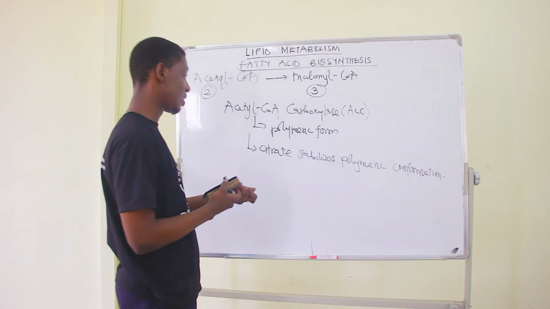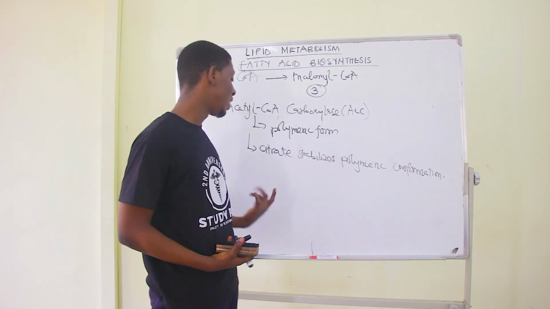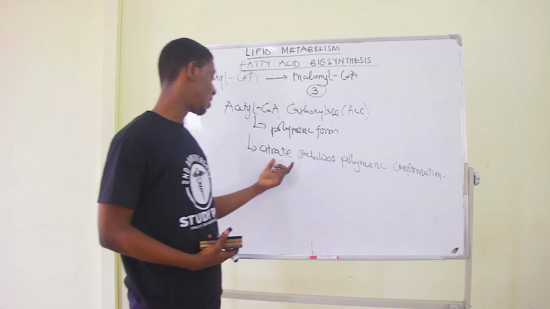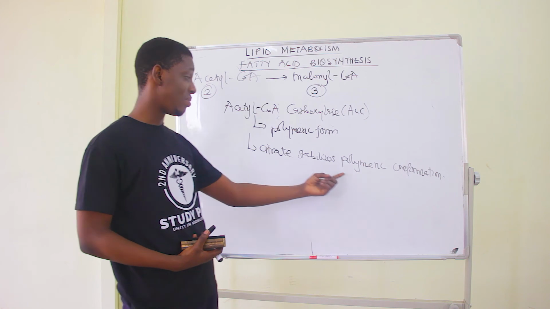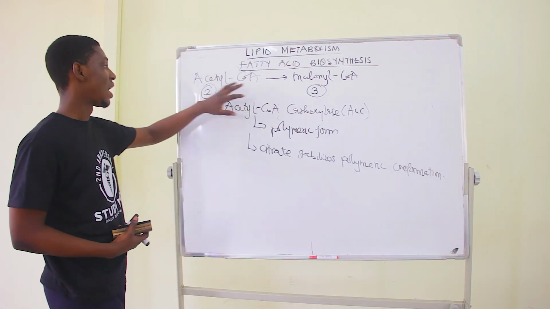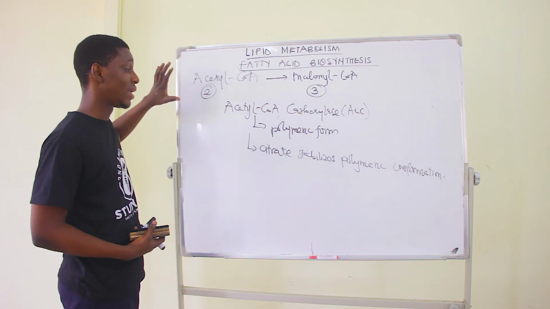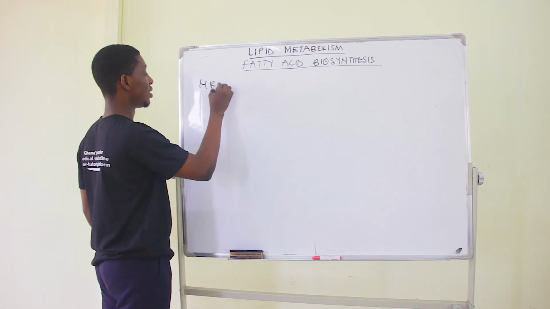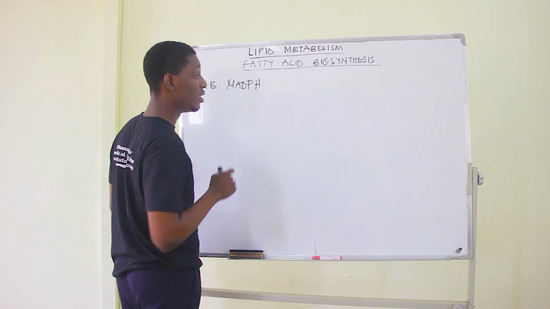So if this acetyl-CoA carboxylase should function, it should be in its polymeric form. And then citrate stabilizes this polymeric form. The citrate works as an allosteric activator. The citrate stabilizes the polymeric conformation of the enzyme, so that we form malonyl-CoA from acetyl-CoA and bicarbonate.